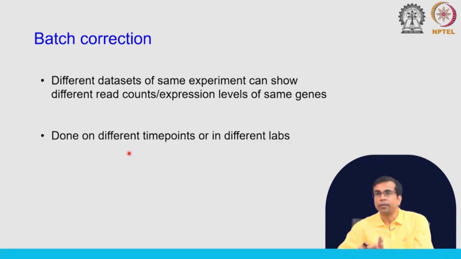Because these experiments are done at different time points, maybe years apart or in different labs, you tend to get different results because the experimental conditions are slightly different. The people doing the experiment are also different, and it varies a lot based on the person doing the experiment. Again, as I mentioned, this is mostly experimental variation. Also, some of the conditions may have changed, which leads to differences in expression levels.